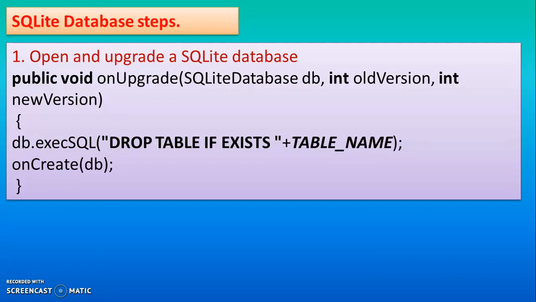Then the next one is the onUpgrade method. It is used to open and upgrade or change your database. For that, again you have to use the execSQL method and pass the command like DROP TABLE IF EXISTS plus the table name. It will help you to open your table. Then you have to call the onCreate method. By using this code, your database and your table will open.